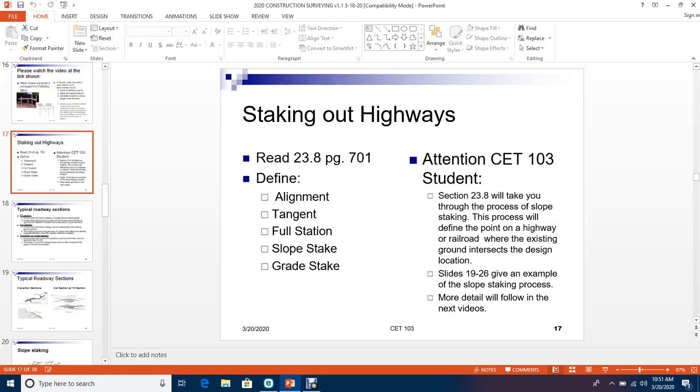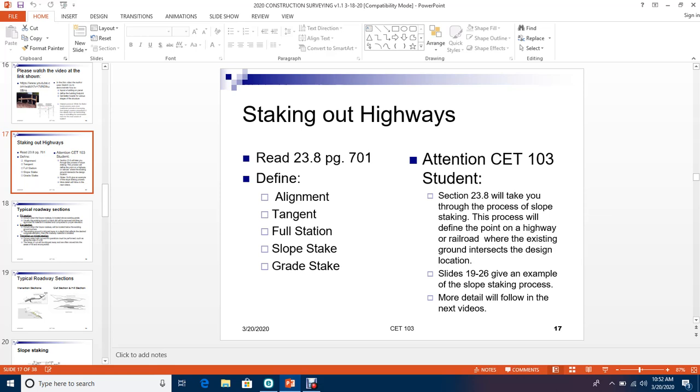A tangent is a piece of the alignment prior to the beginning of a curve. An equal tangent curve means that the distance from where the roadway would bend back to the roadway, and from that bend point forward onto the next roadway, defines where the curve will be laid out. This will come up at a later station.